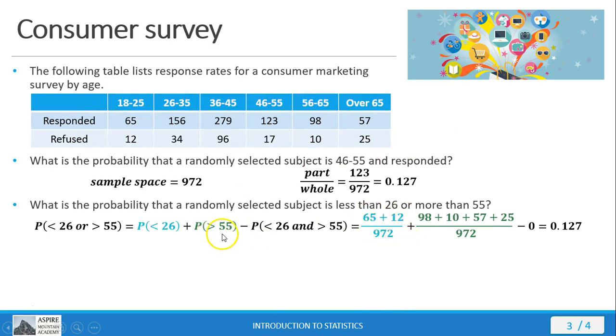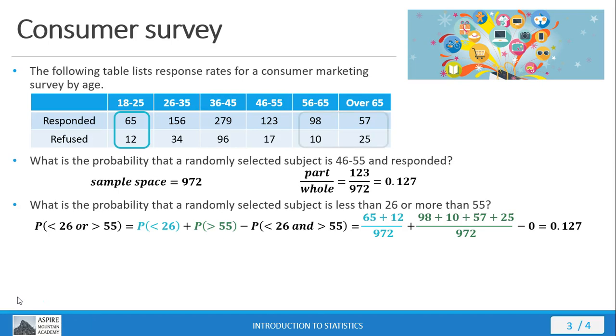The probability of being more than 55, well, more than 55 is these two columns here. So we've got to add up all the numbers in those two columns. That gives us our part, again, over the same whole, 972. And there's no part here. These two cells here and these 4 cells here, there's no overlapping. So we don't have to worry about this part. It just comes out to be 0. There's no double counting. That gives us the 0.127.